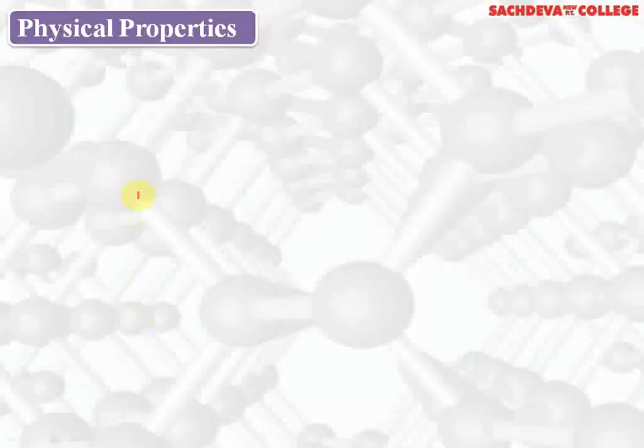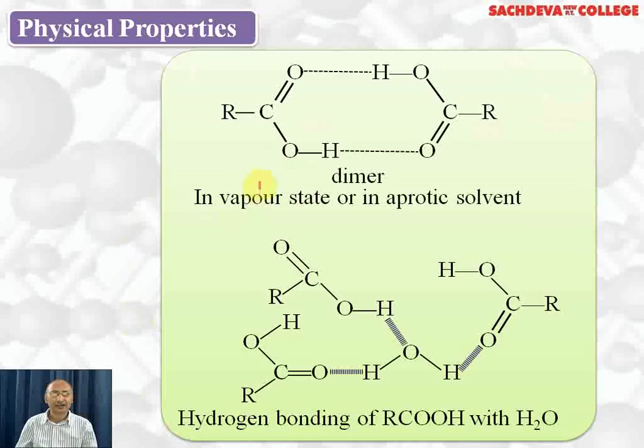Let's take up physical properties of carboxylic acid. Carboxylic acids have higher boiling points than alcohols, aldehydes, ketones and ethers because they exist as dimers due to intermolecular hydrogen bonding. This dimerization takes place in vapor state or in aprotic solvent, because in water they will dissociate into ions. That is the reason carboxylic acids are soluble in water, but their solubility decreases with increase in molecular weight or hydrocarbon part. Aromatic acids are less soluble as compared to aliphatic acids.